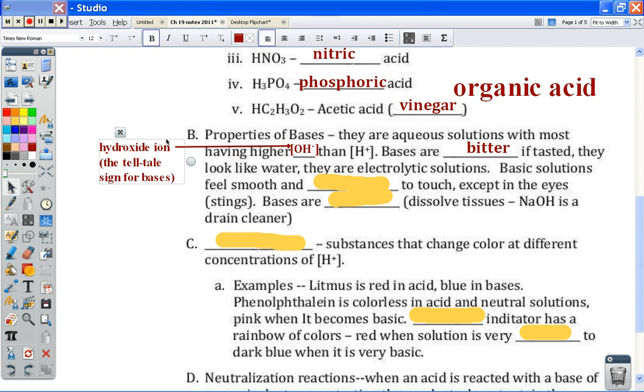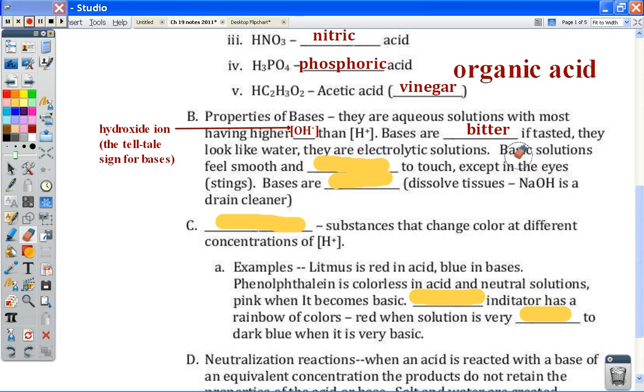When you see the OH at the end of a compound, that is the polyatomic ion, the anion, the negative ion of the compound, you should recognize that that's a base. So they're going to ask you which of the following is a base. Look for that OH at the end, and that should be the big clue.